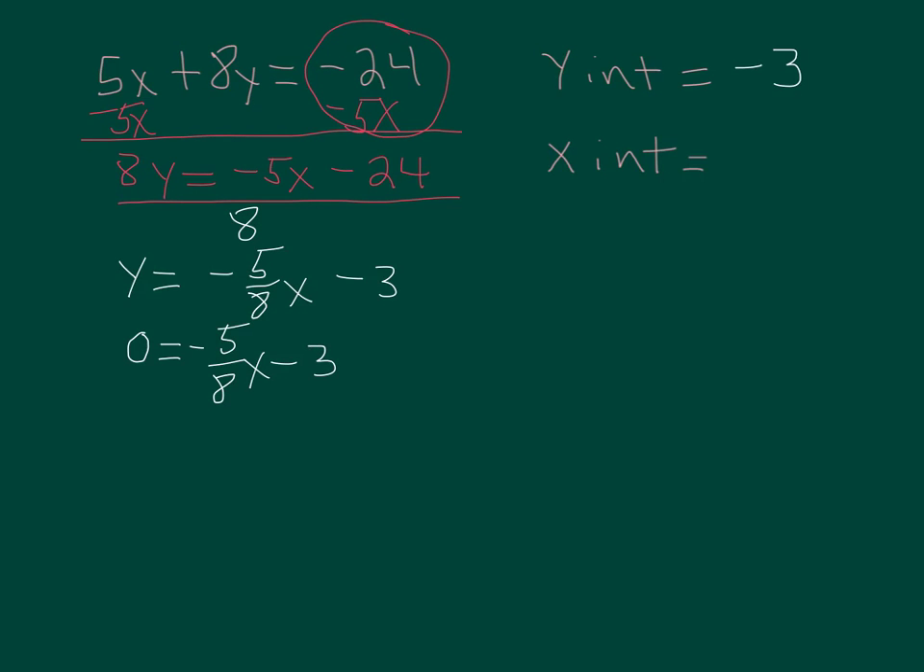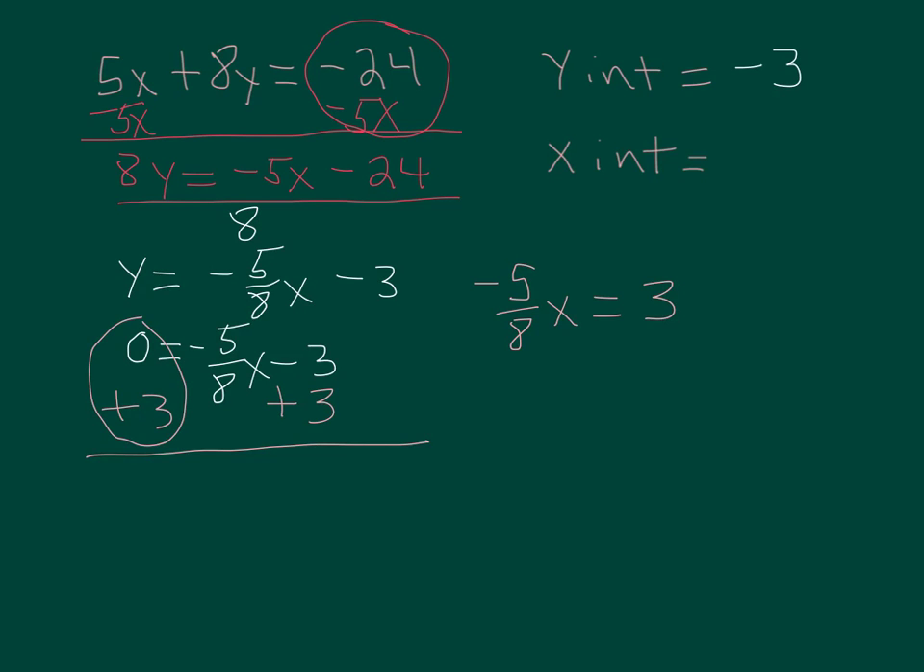We are going to solve for x, so the first thing I have to do is get rid of the minus 3. I'm going to do the opposite. I'm going to add 3 on both sides. Okay, I'll rewrite my equation. And I'm going to shift my negative 5/8 x over to the left-hand side. Negative 5/8 x equals 3. Okay, the 3 comes from the 0 plus 3.